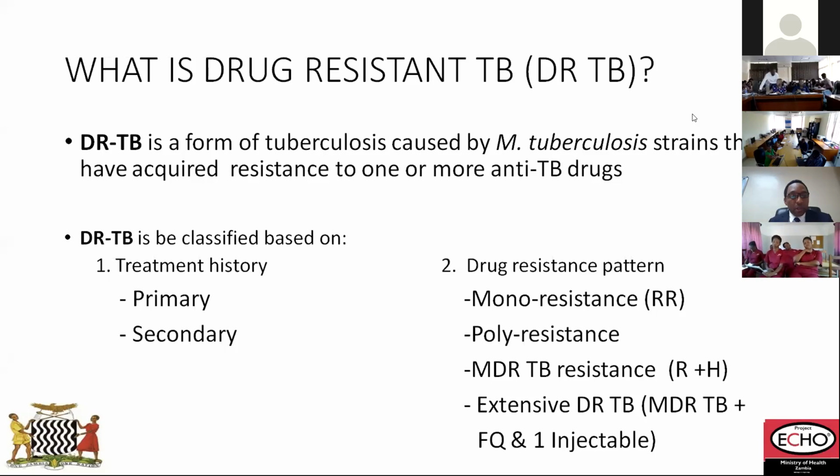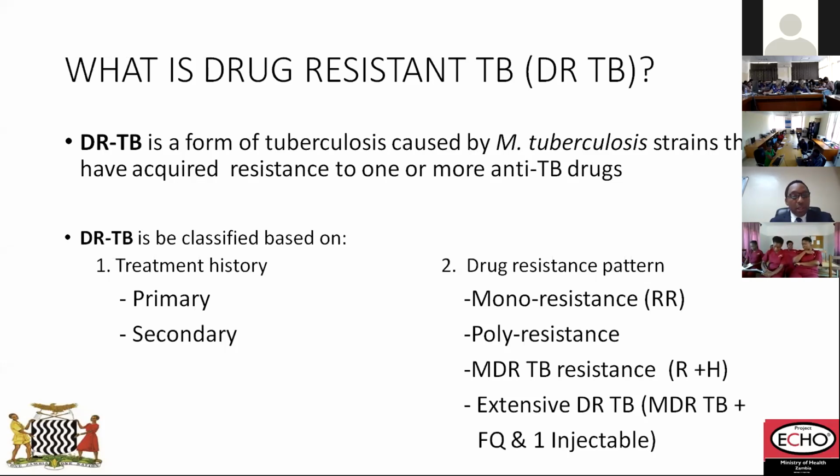Here we're talking about how DRTB can be classified into two forms, based on the treatment history. Number one, it can be primary drug-resistant TB. Two, it can be secondary drug-resistant TB. By primary here, we are referring to patients who have drug-resistant TB, but they've never had TB before. So the first time they have TB, it's already drug-resistant TB. We will learn more about how this comes about.